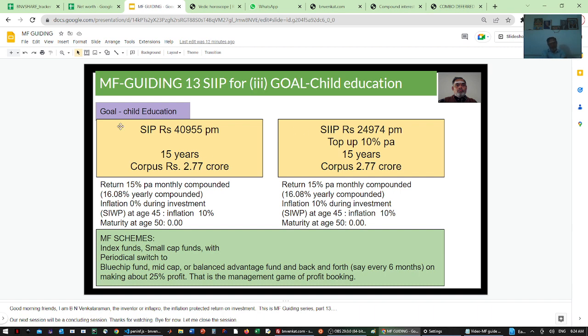If you want, you can have a screenshot of this page, and happy investing.